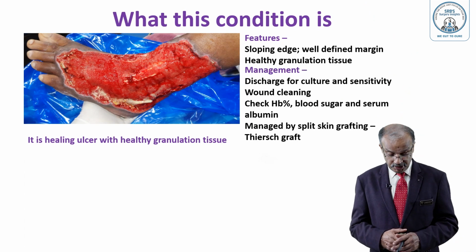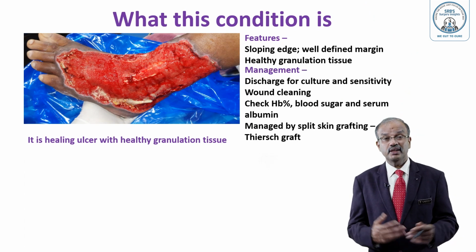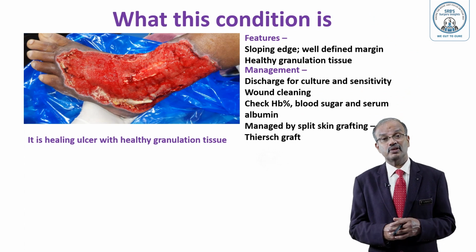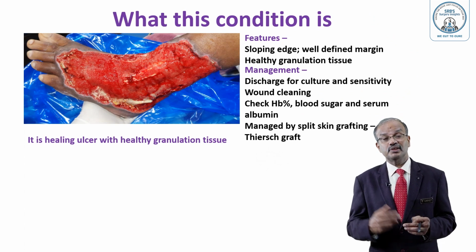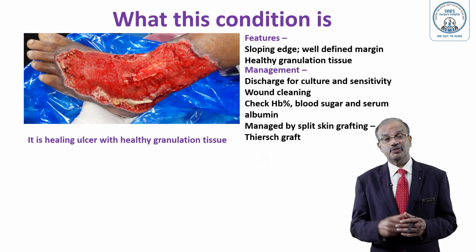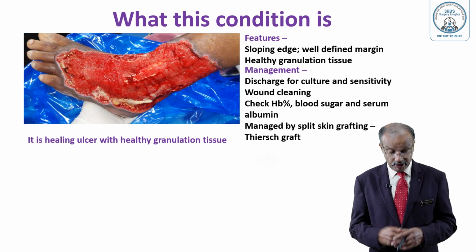And how to manage this patient? Send the discharge for culture and sensitivity, and give antibiotics accordingly. Sometimes a tissue sample should be taken for quantitative analysis of bacteria per gram of tissue. It should be less than 10 to the 5 of streptococcus to place the graft. That point you have to remember.